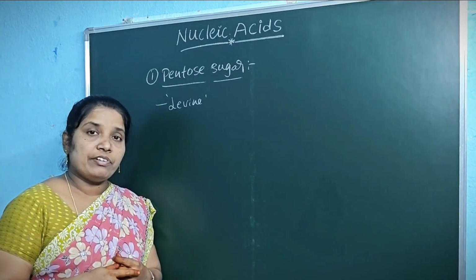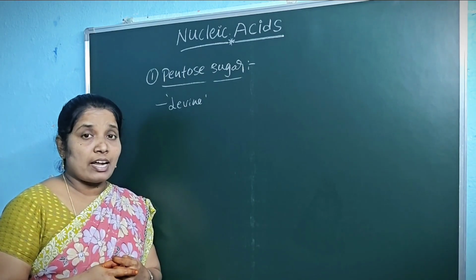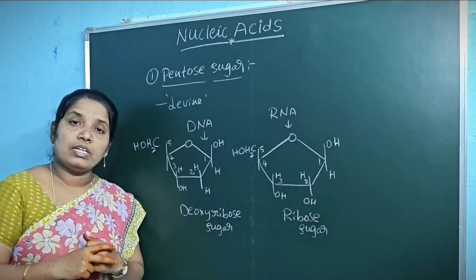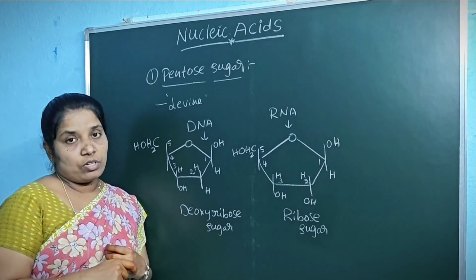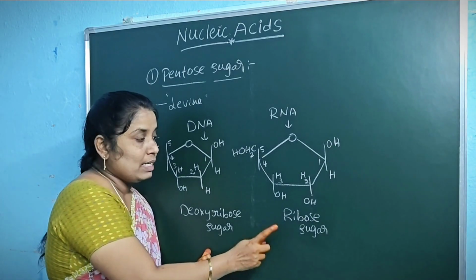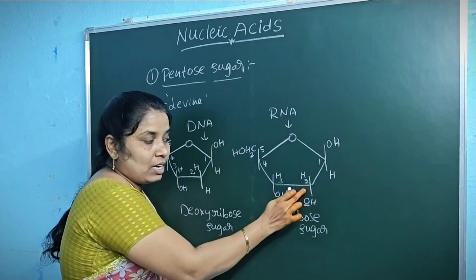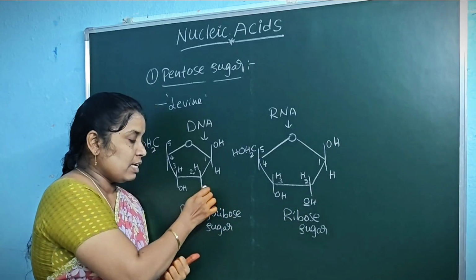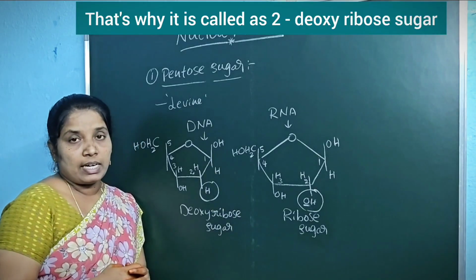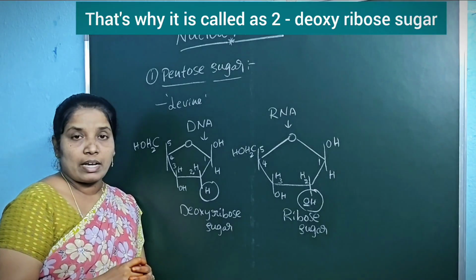So let's see the structure of ribose sugar and deoxyribose sugar, and the differences between them. In the case of RNA, ribose sugar is present. In the case of DNA, deoxyribose sugar is present. This is the deoxyribose sugar and this is ribose sugar. The difference is that the one oxygen atom present at the second carbon of ribose sugar is missing in the deoxyribose sugar. That is the only difference between them. So RNA consists of ribose sugar whereas DNA consists of deoxyribose sugar.